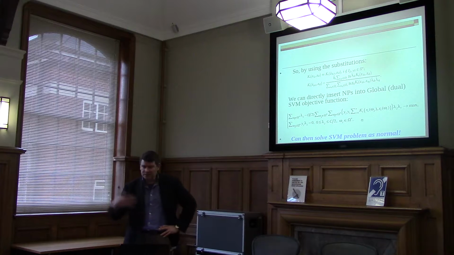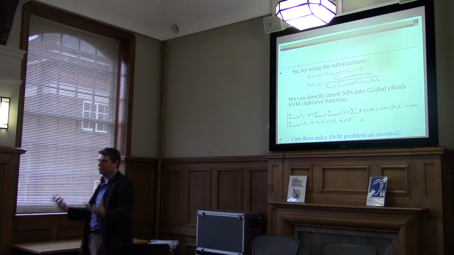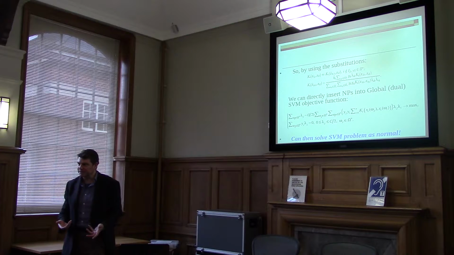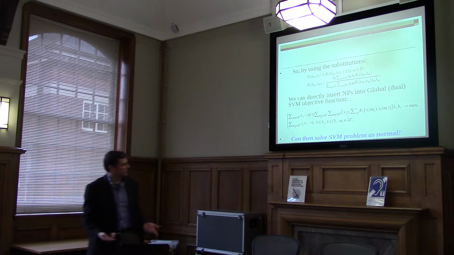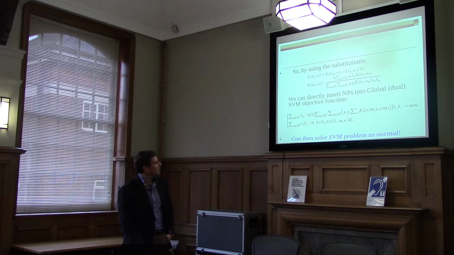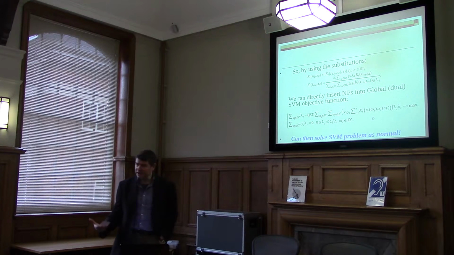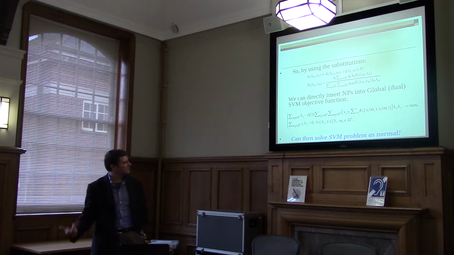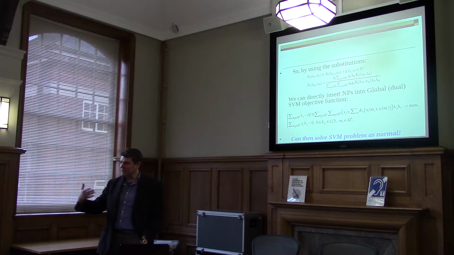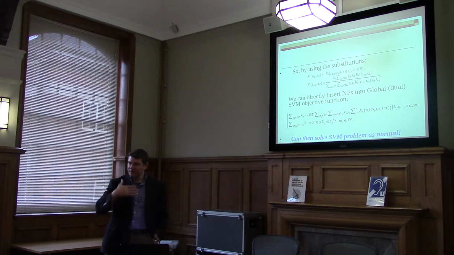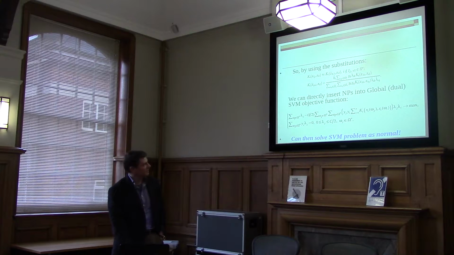So this means we can now deal with a situation where we've got partially overlapping data sets. Wherever we need to make this substitution, we can directly insert it into the optimization problem, and solve the support vector machine problem as normal. So basically it's a two-stage process. You solve the support vector machines in the individual modalities, which gives you the information to derive the neutral points, which can then be fed into the composite support vector machine optimization problem.